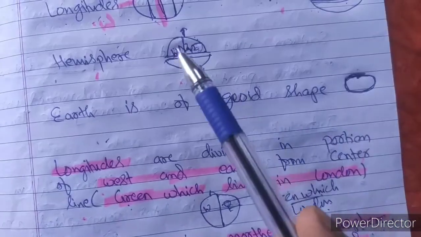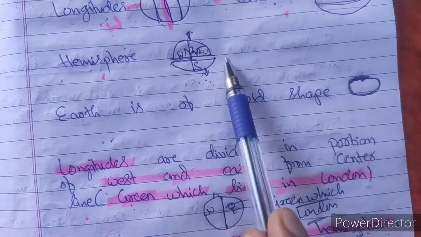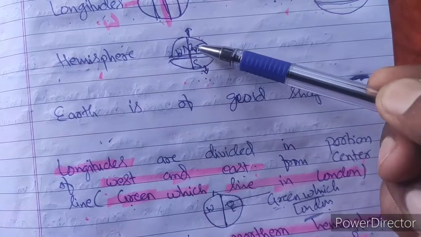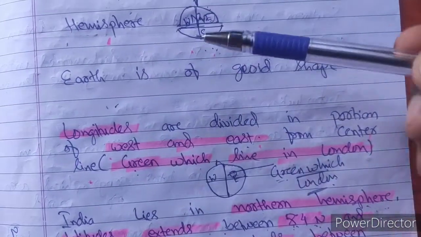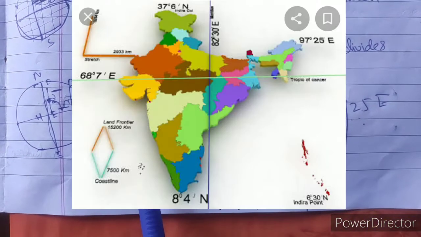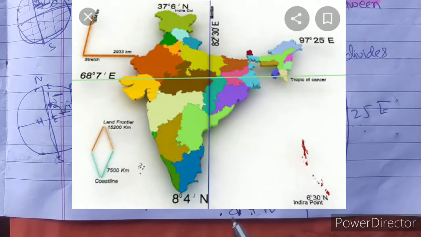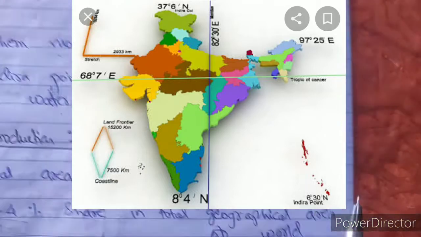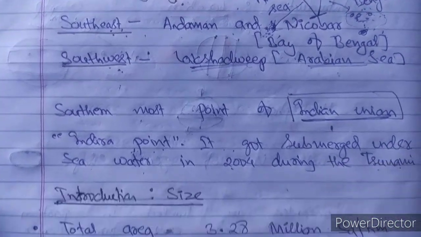There is a center line, the equator, which divides the whole world into two parts, the northern hemisphere and southern hemisphere. India fully lies in the northern hemisphere. Then we have seen India's position and its location in longitudinal and latitudinal extent. Then we have seen island groups also.